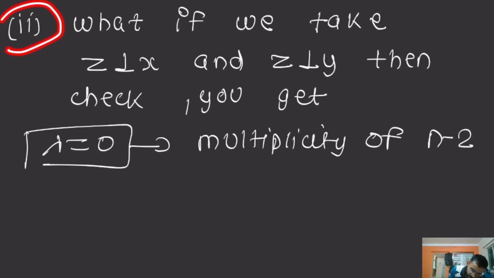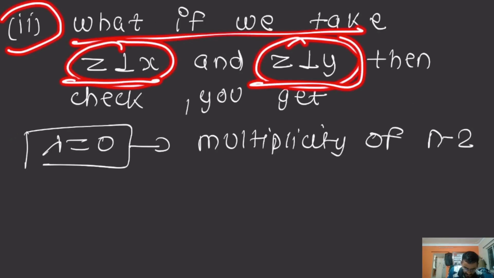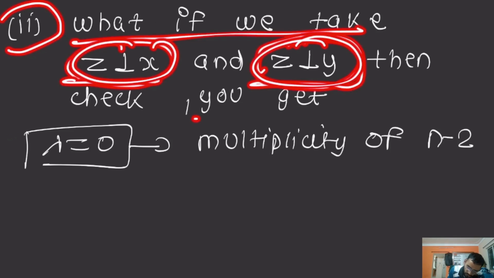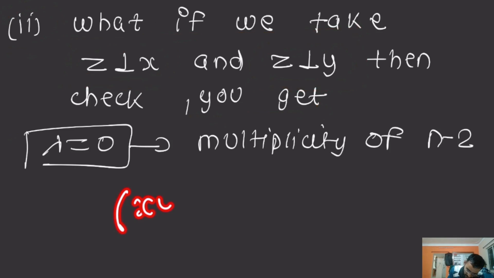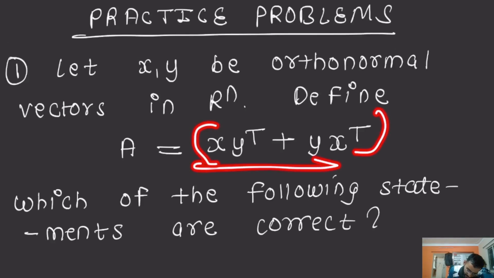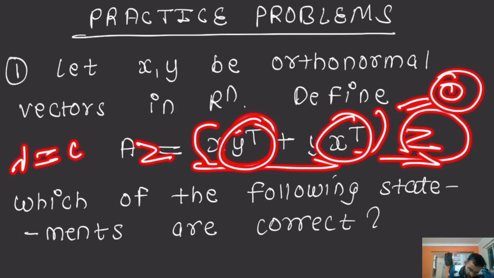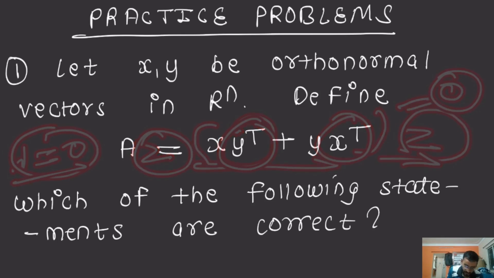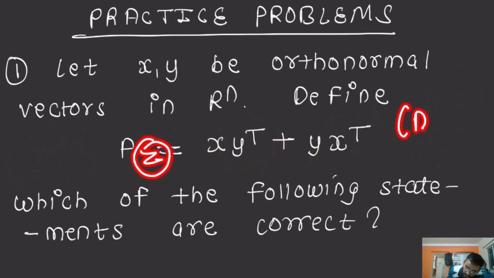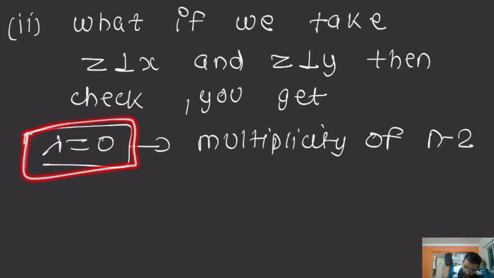The second hint is: if we take z which is orthogonal to both x and y, and solve A z with A equal to x y transpose plus y x transpose, then we get 0, which means we get an eigenvalue 0 corresponding to z. And how many such z can exist? There can be n minus 2 such z. Which means eigenvalue 0 has a multiplicity of n minus 2.